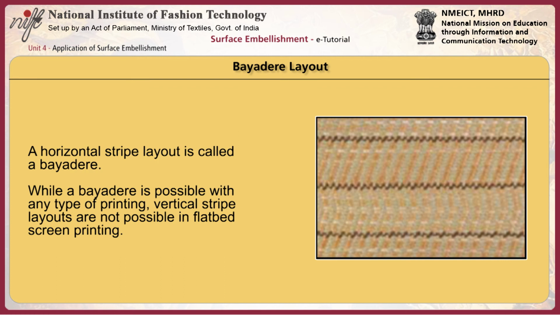A horizontal stripe layout is called a bayadere. This need not be simply a geometrical stripe composed of straight lines, but may feature any type of motif arranged in a horizontal format. While a bayadere is possible with any type of printing, vertical stripe layouts are not possible in flatbed screen printing due to the difficulty of matching up the stripes from one screen to another during printing.